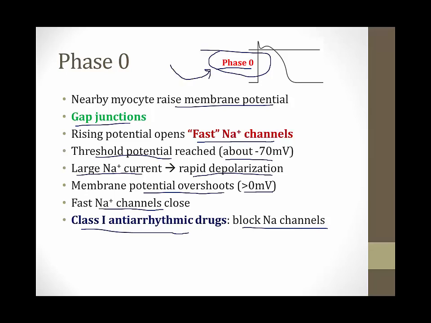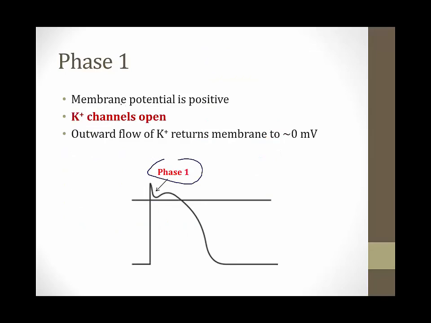of the action potential. In phase 1 of the action potential, the membrane potential is positive and potassium channels begin to open. This leads to the outward flow of potassium and returns the membrane potential to close to 0 millivolts.